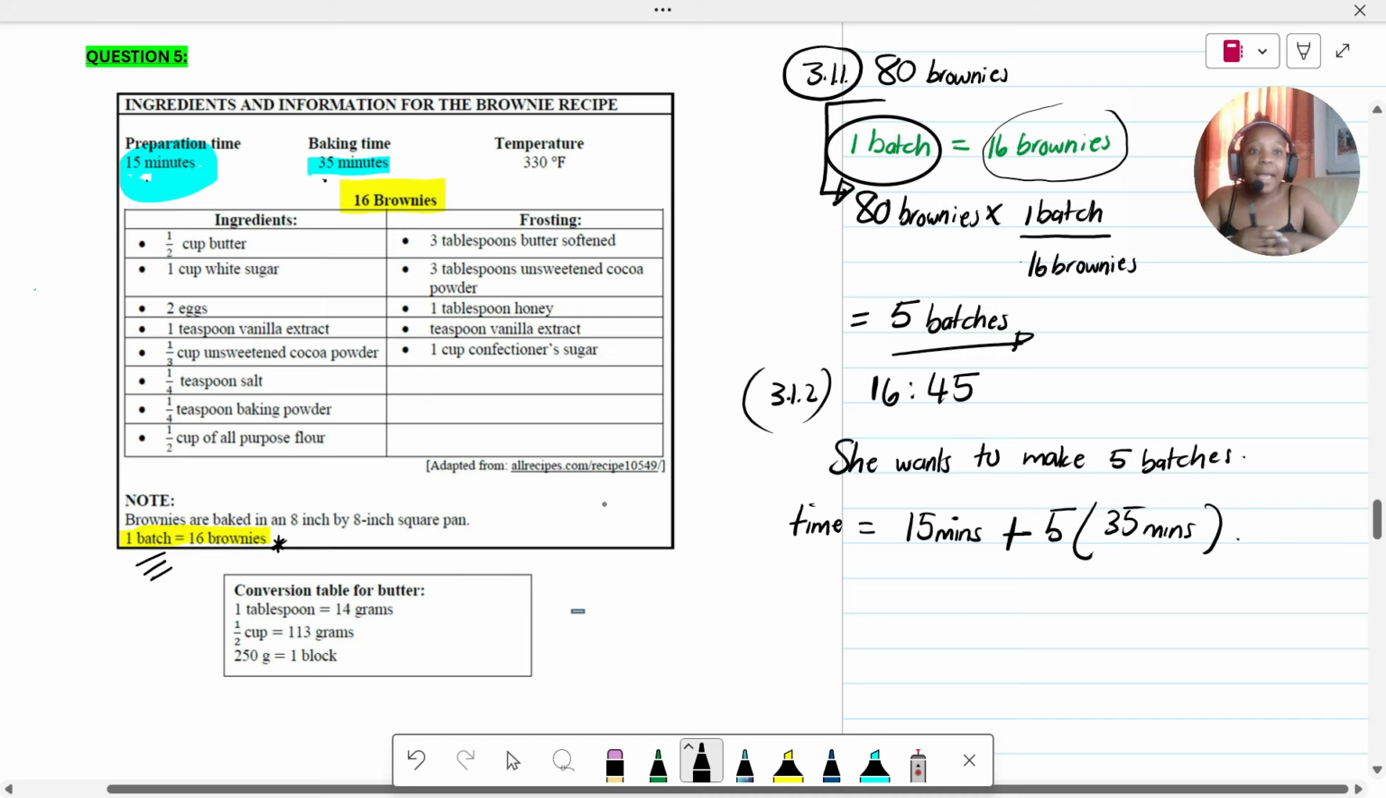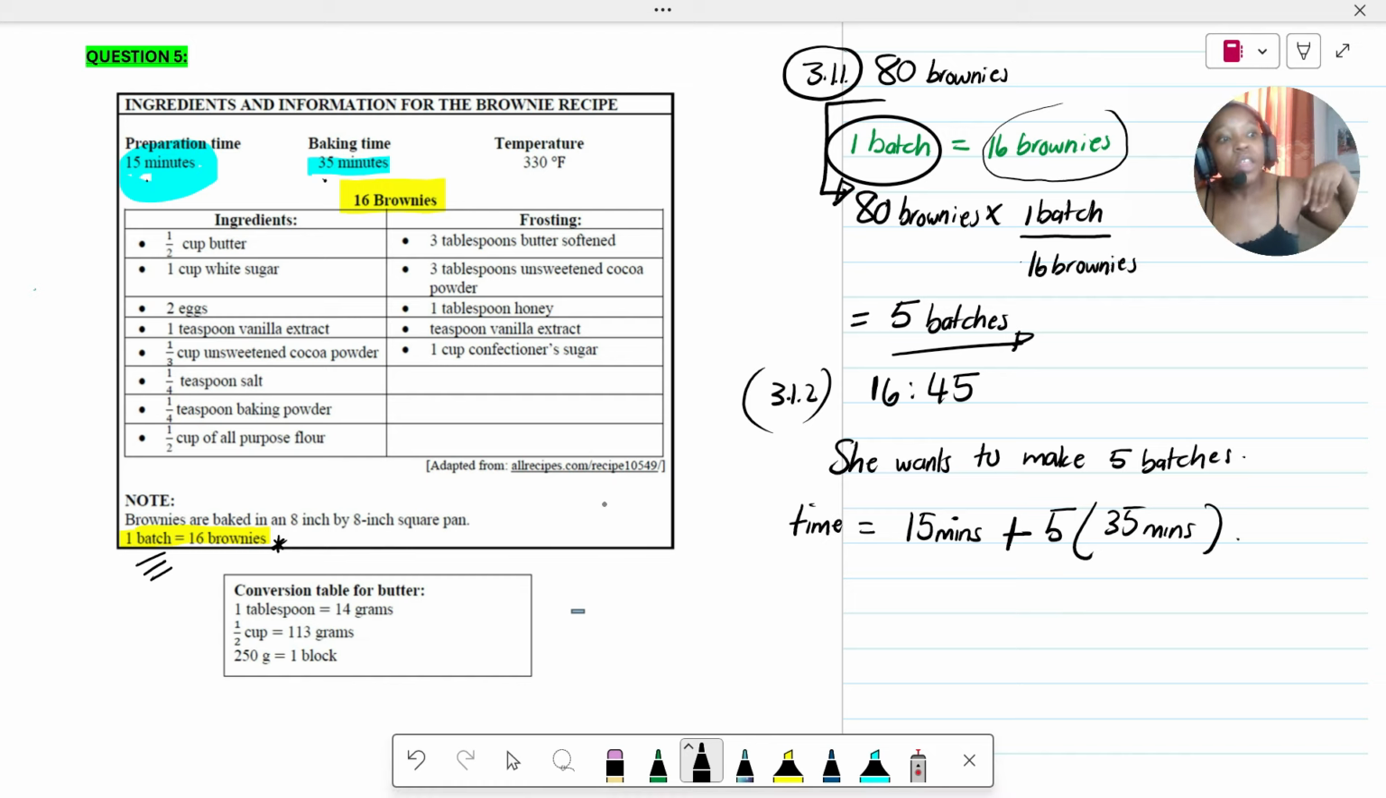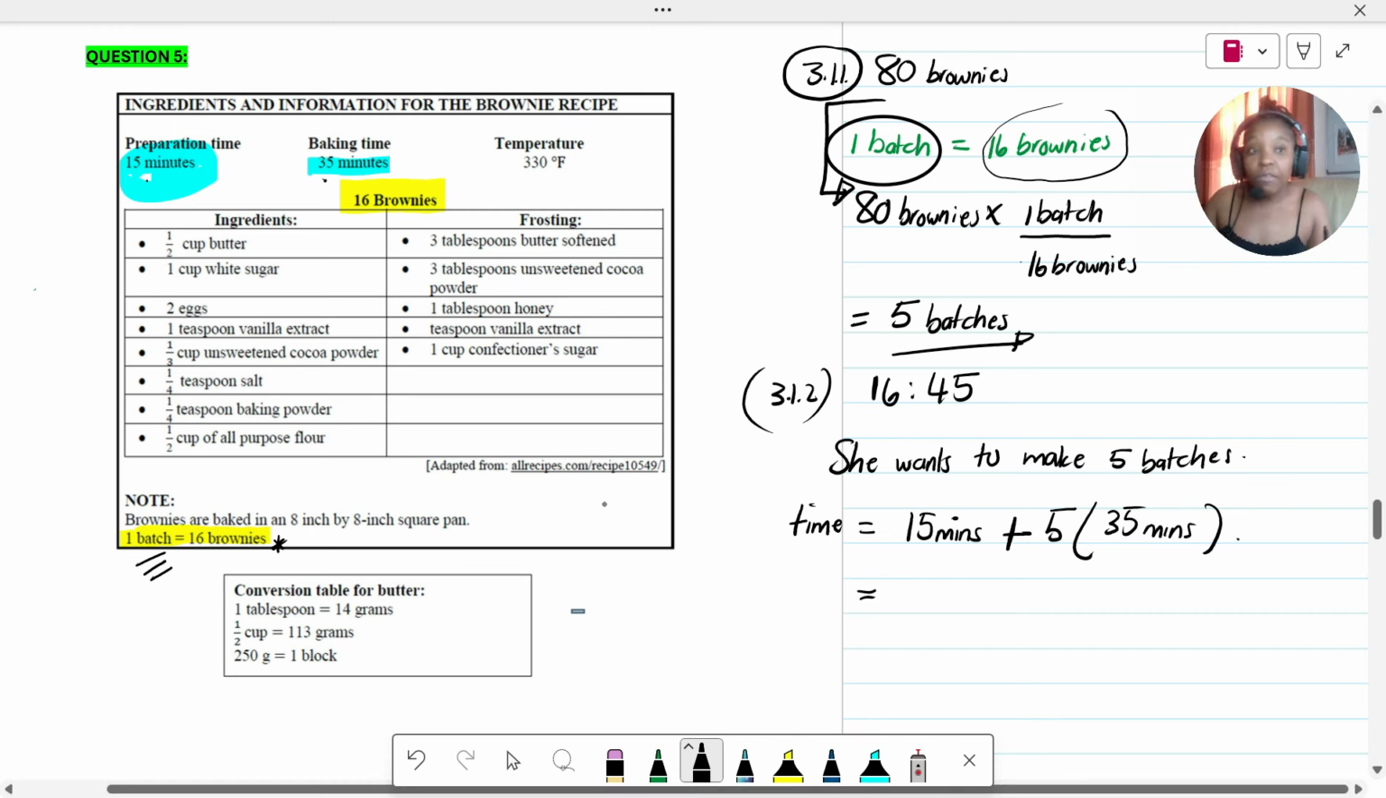Because remember, she's putting the first batch in the oven, then the second batch, then the third batch, then the fourth batch, then the fifth batch in the oven, right? But we're only preparing once, because while one is in the oven, she prepares the next batch. So our preparation time only needs to be used once. I hope this makes sense. If it doesn't, play the video again and listen attentively, trying to understand deeply what I'm saying.